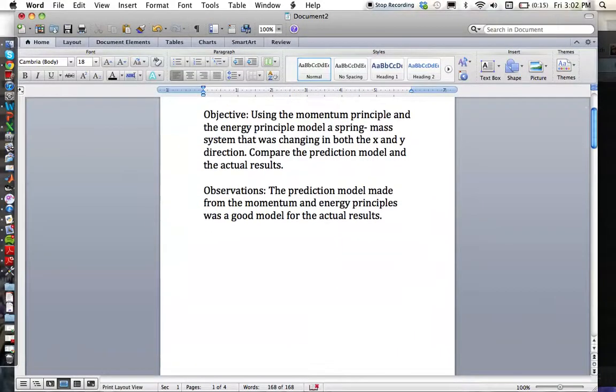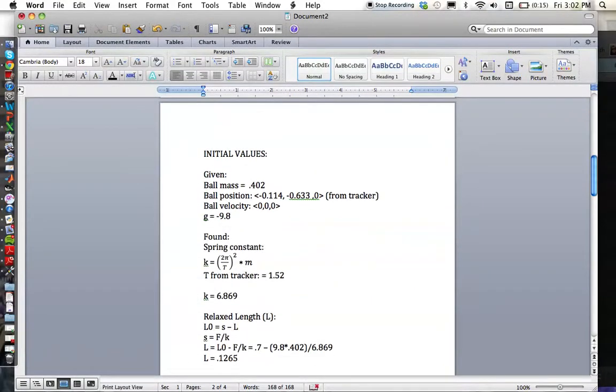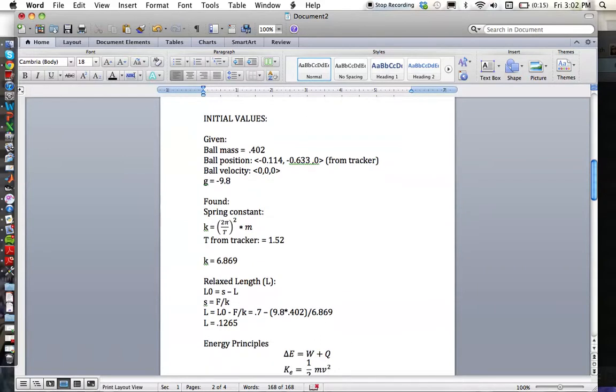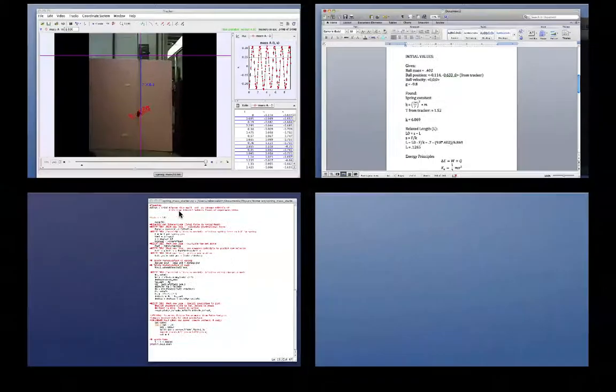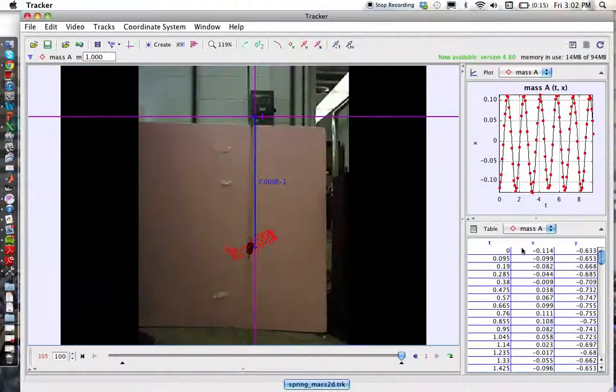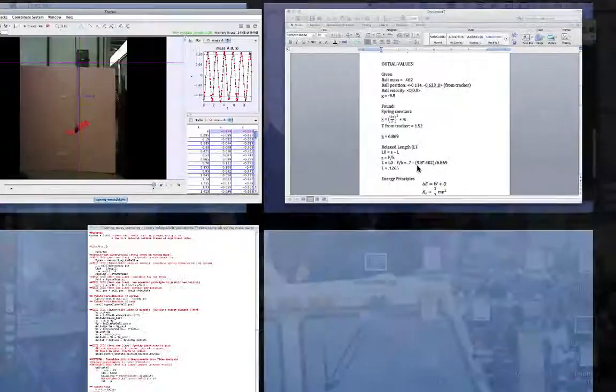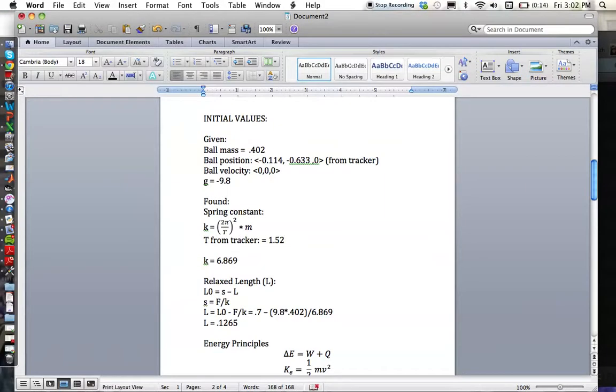One of the very important things we have to do at first is to find our initial values, so that we can use them in our calculations for the momentum principle. And so we were given the ball mass and the ball initial position as found in Tracker. Here we use our initial position there. And then ball velocity, as you saw in the Tracker video, Dr. Greco had just dropped the mass, so no velocity was added to it. And then G is our constant, which has always been 9.8.